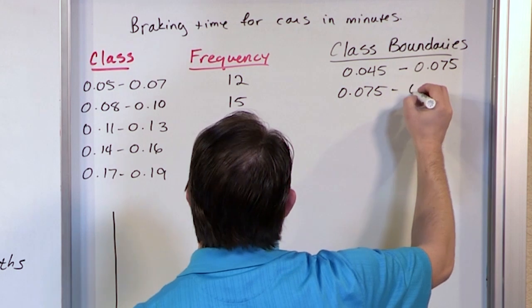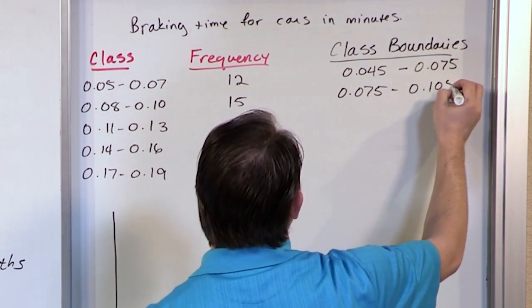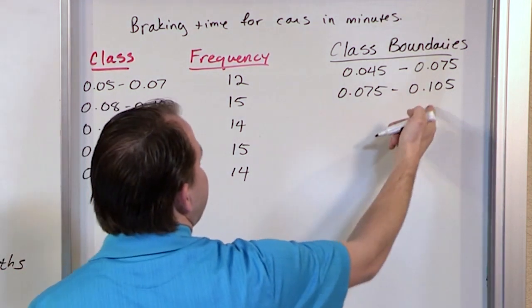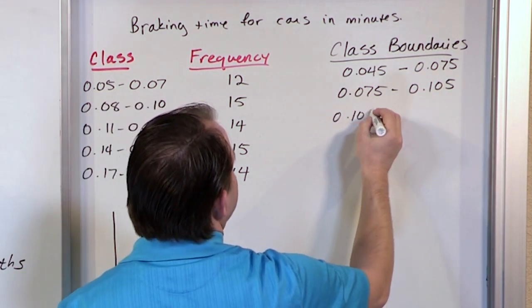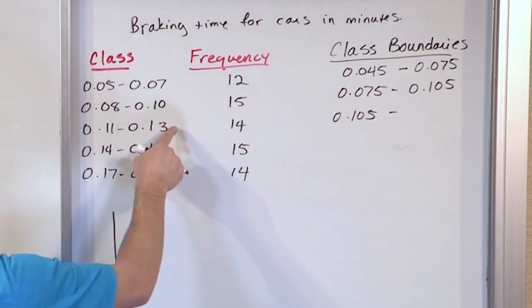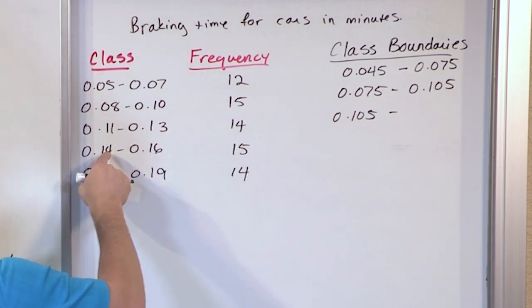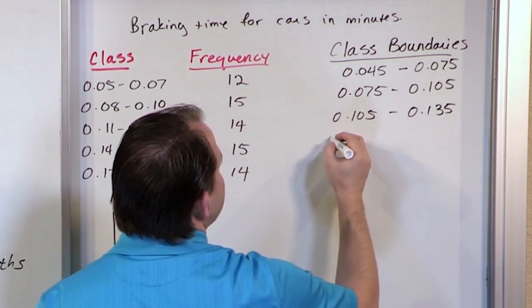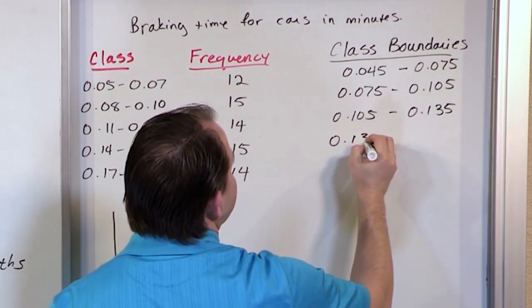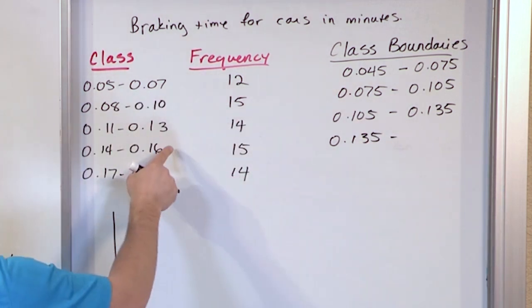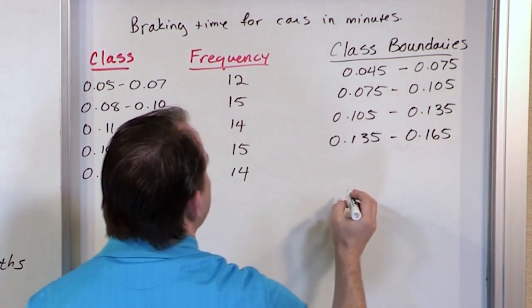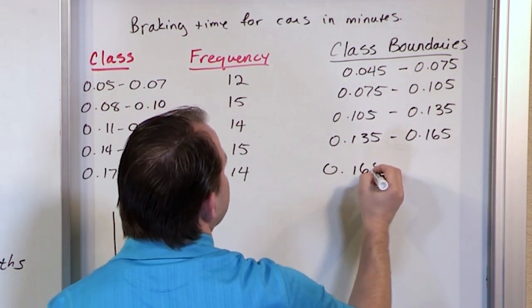You're going to get 0.105, okay? 0.105. So then you're going to carry this down here, 0.105, and then what would be halfway between 0.13 and 0.14? It's going to be 0.135. So then you carry this down, 0.135. What would be halfway between 0.16 and 0.17? 0.165, right? So then you carry this down, 0.165.